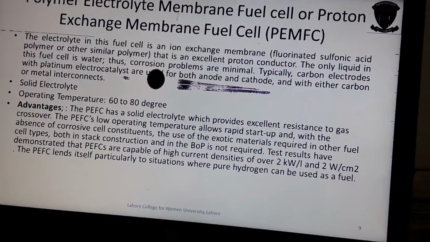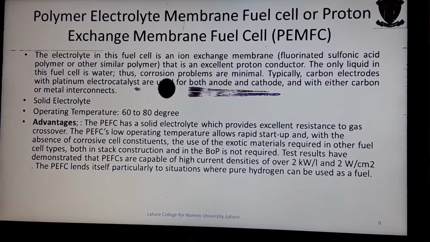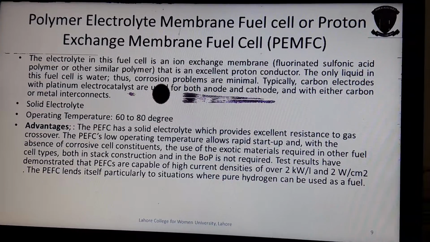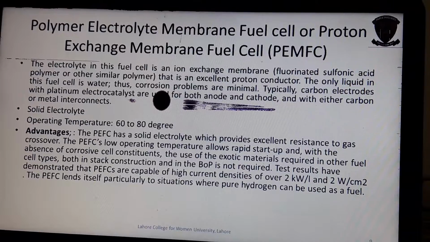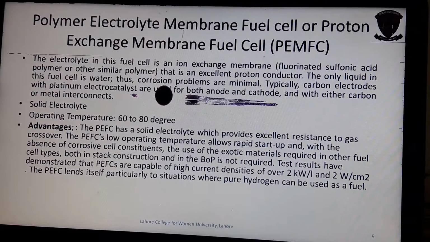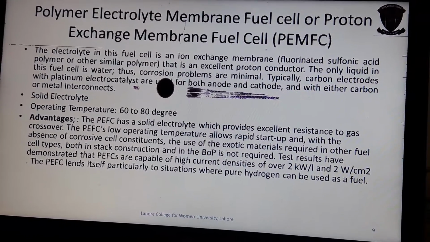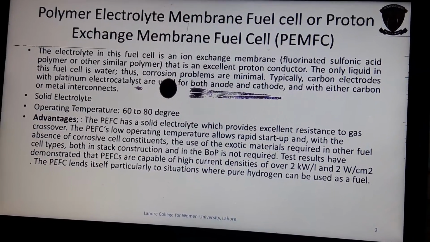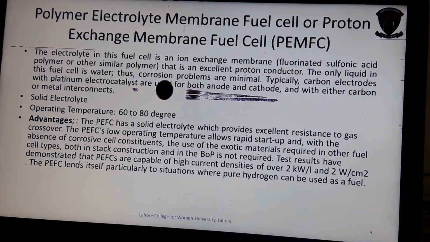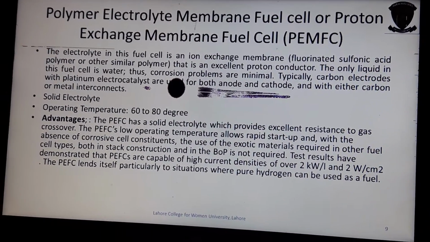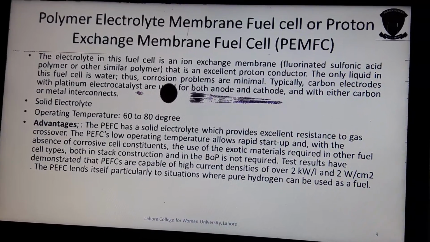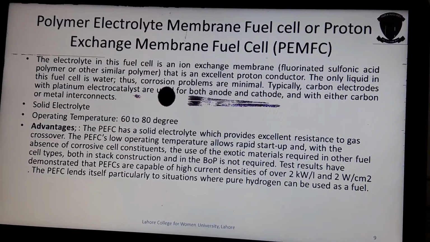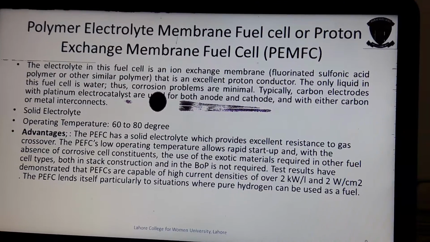So first of all, for advantages, the polymer electrolyte membrane fuel cell has a solid electrolyte which provides excellent resistance to gas crossover. The polymer electrolyte membrane fuel cell's low operating temperature allows rapid startup, and with the absence of corrosive cell constituents, the use of the exotic materials required in other fuel cell types, both in stack construction and in the BOP, is not required. Test results have demonstrated that polymer electrolyte membrane fuel cells are capable of high current densities.